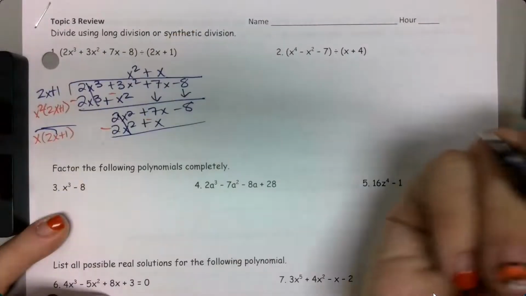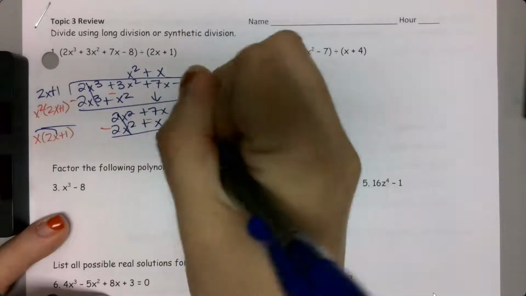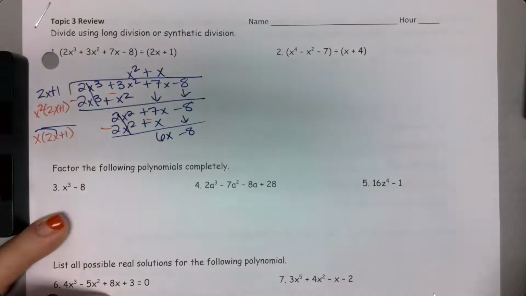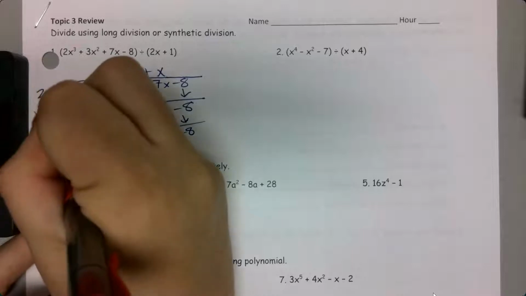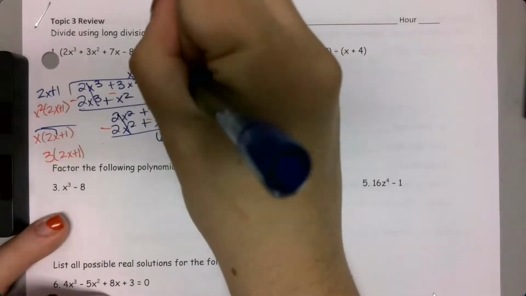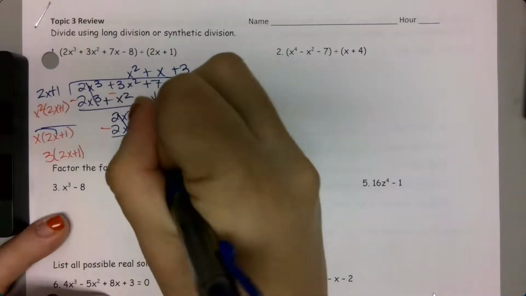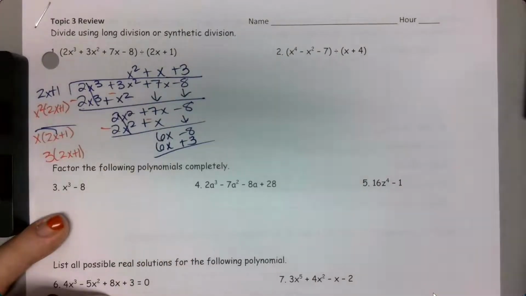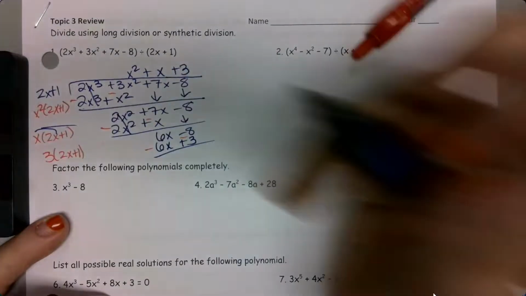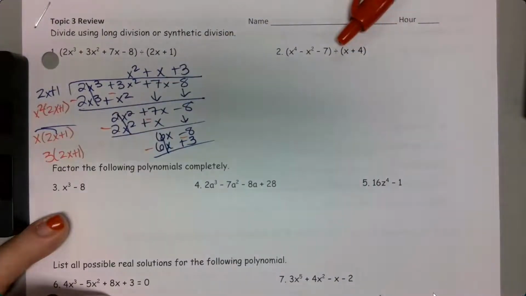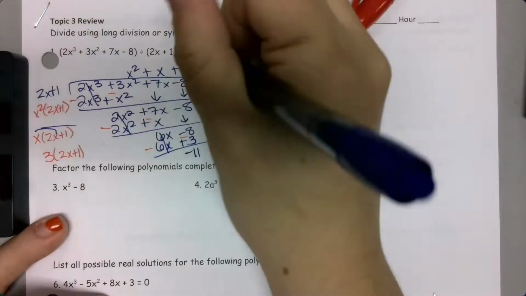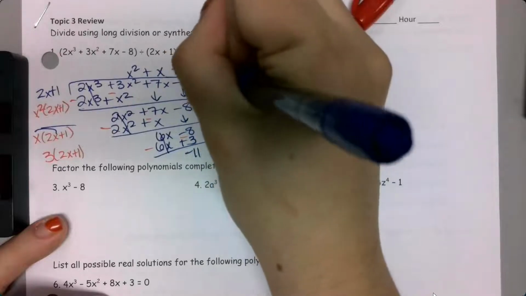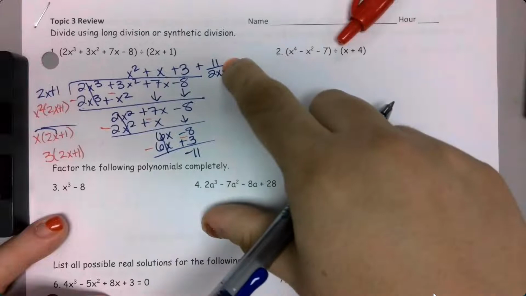So my 2x squareds cancel out. 7x minus x is going to be 6x. And I bring down my negative 8. I want to turn 2x into 6. That is going to be multiplying by 3. I also want to write my 3 up here. So that's going to give me 6x plus 3. I want to change my signs. 6x minus 6x cancels out. Negative 8 minus 3 gives me negative 11. Since I have a remainder, I'm going to add negative 11 over 2x plus 1, what I was dividing by, and the leftover number goes on top, for my final answer.